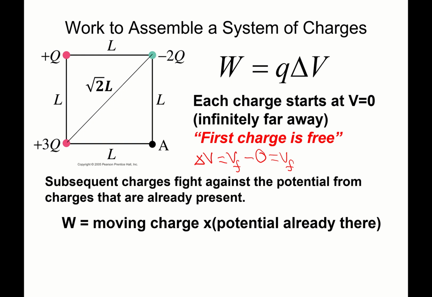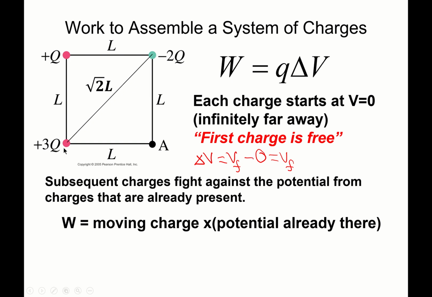Then when I bring in the second charge, that second charge has to fight against the potential from the charges that are already present. And so the work that I do moving that second charge is equal to the value of the moving charge times the potential due to the charge that's already there. And so let's say we bring in this plus Q first, then this next one that we bring in, if it's minus 2Q, is going to fight against the potential from the charge in the top left corner.